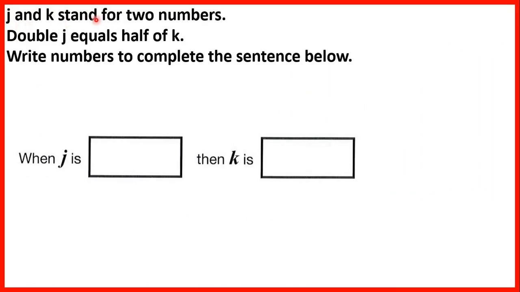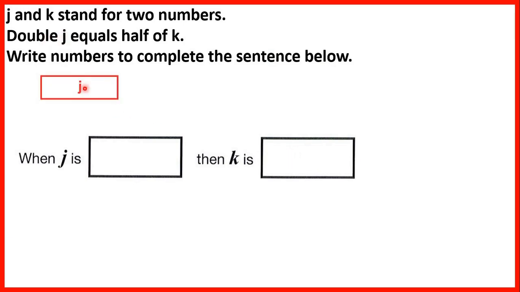J and K stand for two numbers. Double J equals half of K. Write numbers to complete the sentence below. When J is what, then K is what.